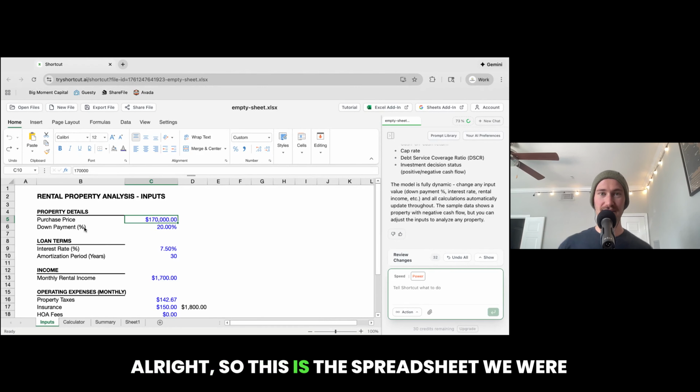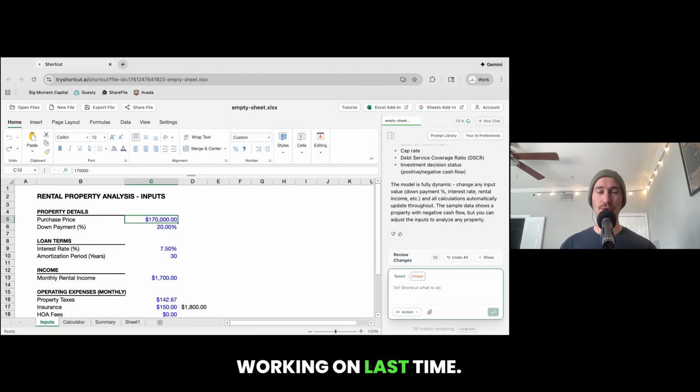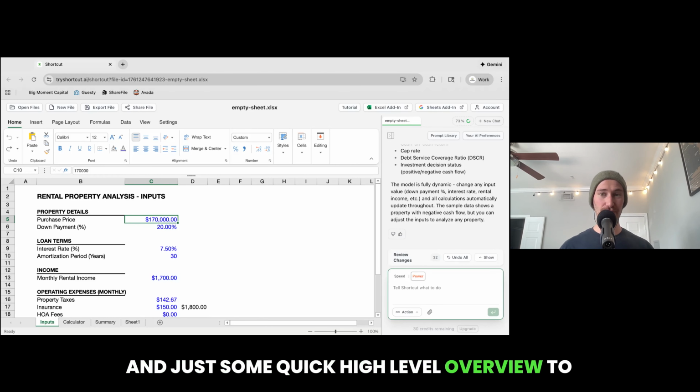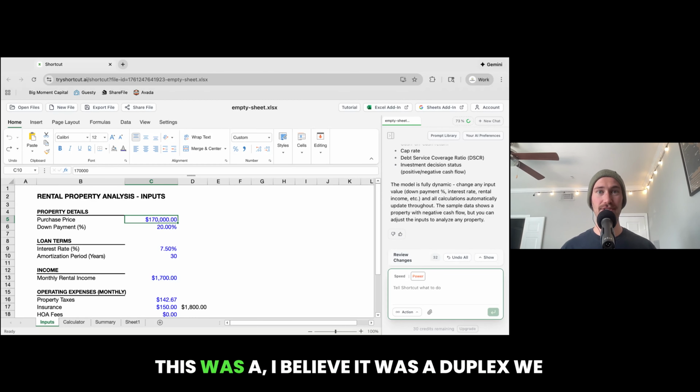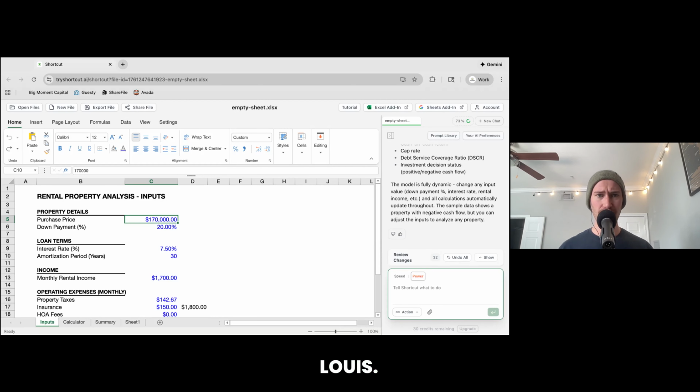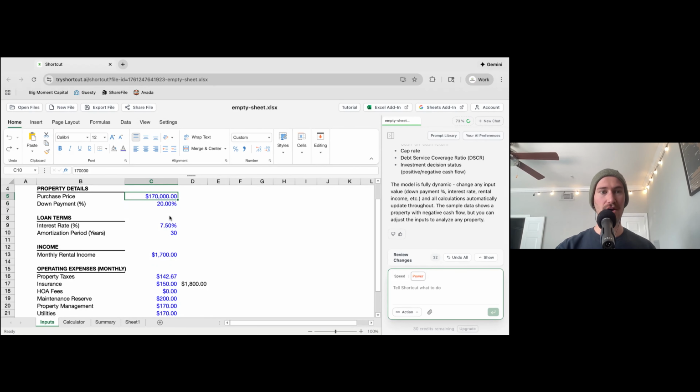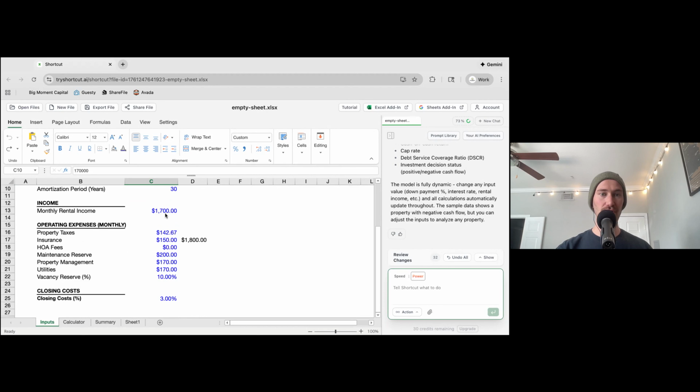All right. So this is the spreadsheet we were working on last time, and just some quick high level overview to remember where we're at. I believe it was a duplex we were analyzing in St. Louis. The purchase price was $170,000. We were putting 20% down. Our interest rate was 7.5%, amortized over 30 years, 30-year fixed rate mortgage. We were anticipating $1,700 in monthly rental income.